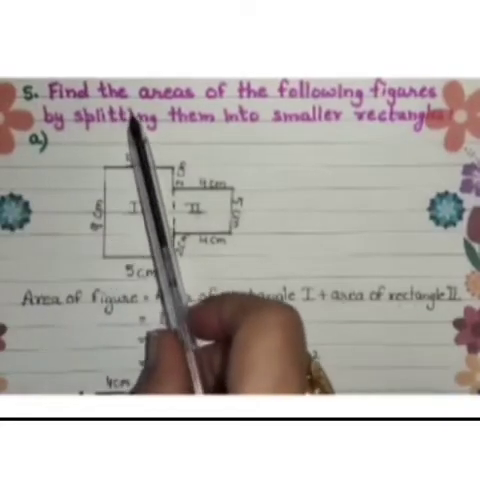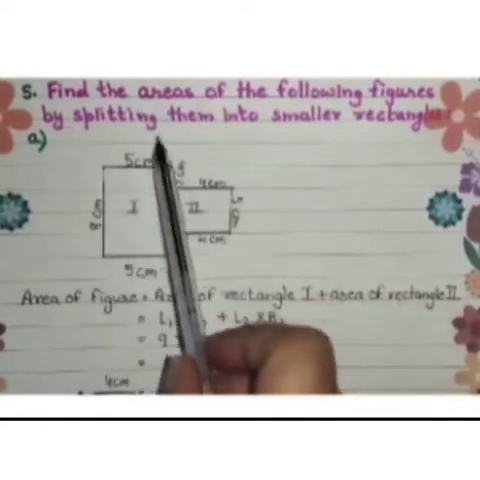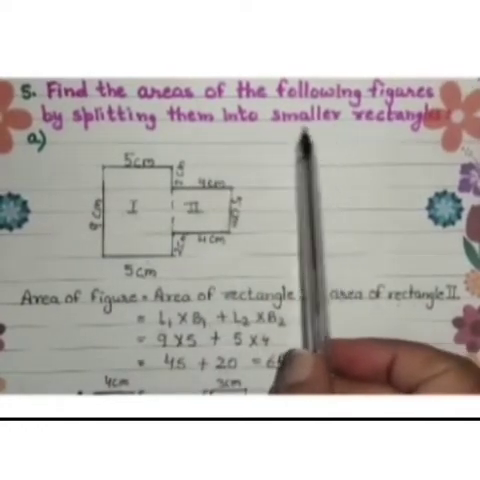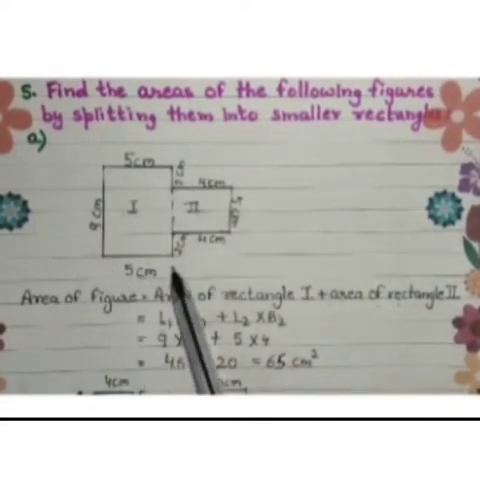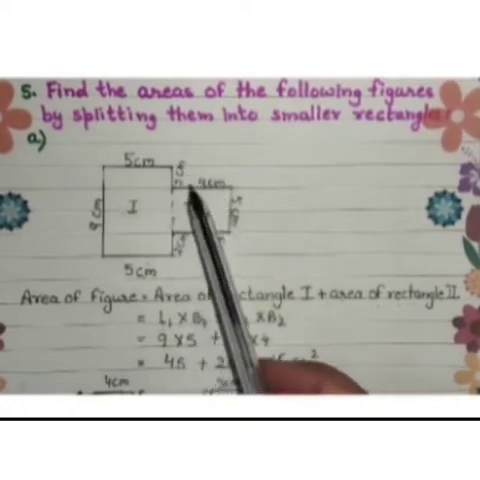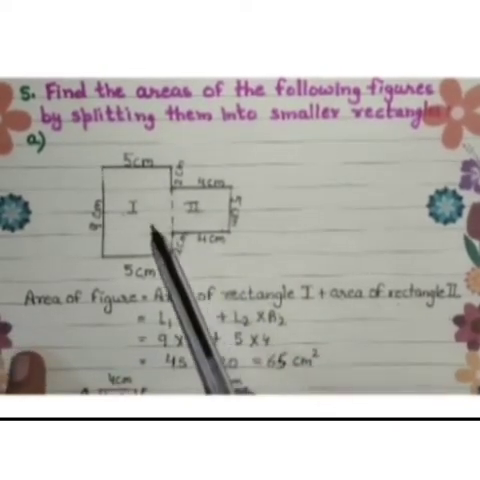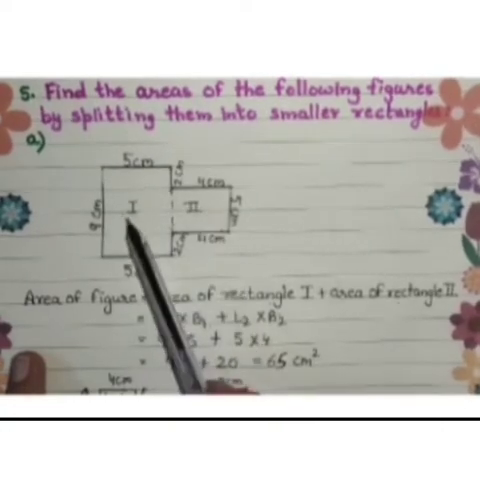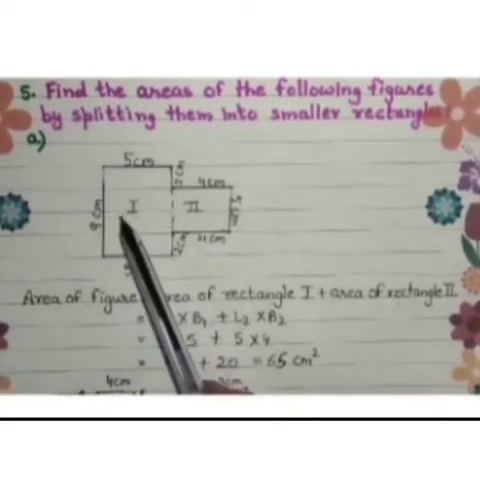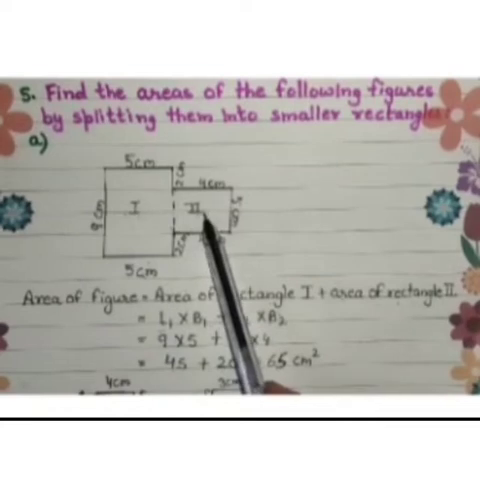Question 5. Find the areas of the following figures by splitting them into smaller rectangles. In part A, we have been given this figure. In this figure, we join these opposite points with a straight line. Now this figure is divided into two rectangles, rectangle 1 and rectangle 2.